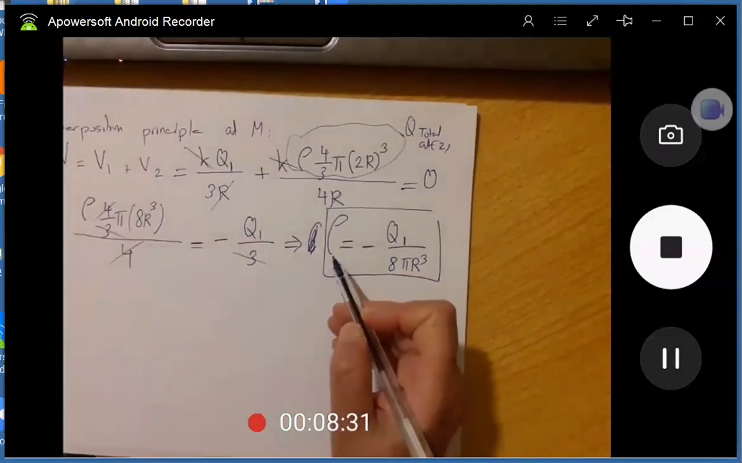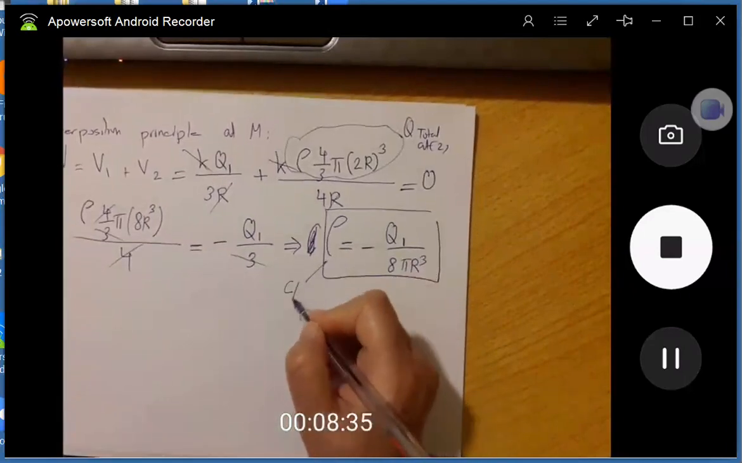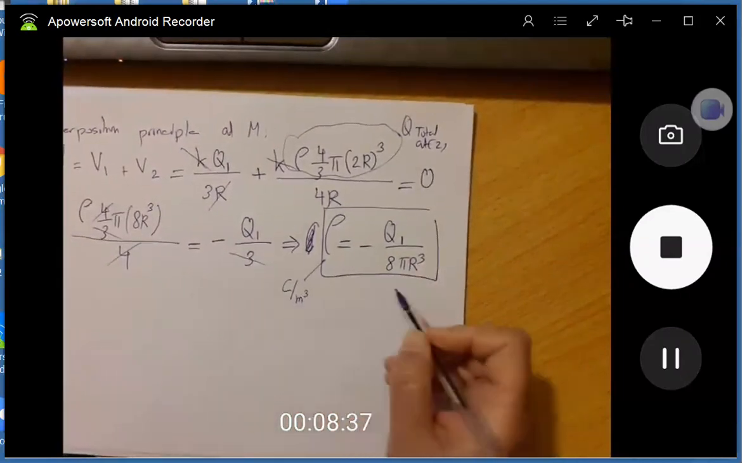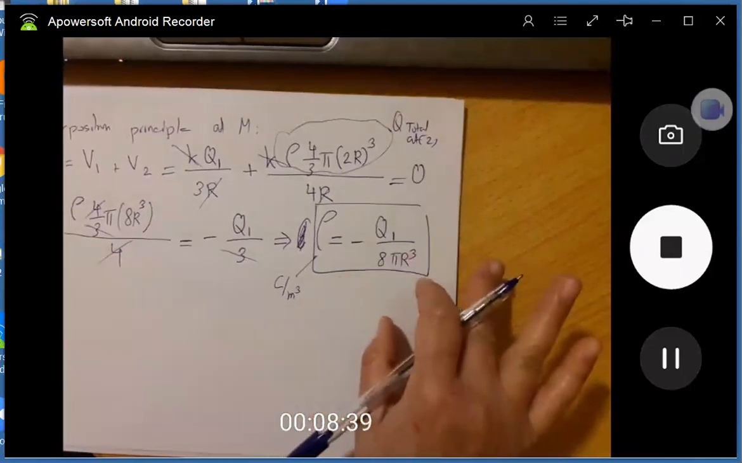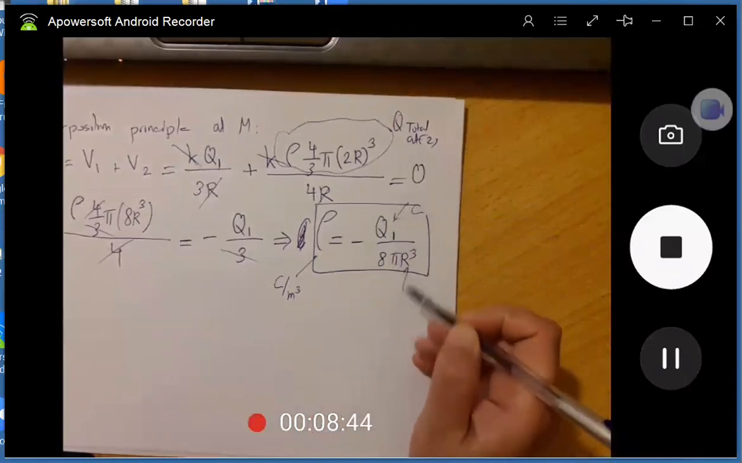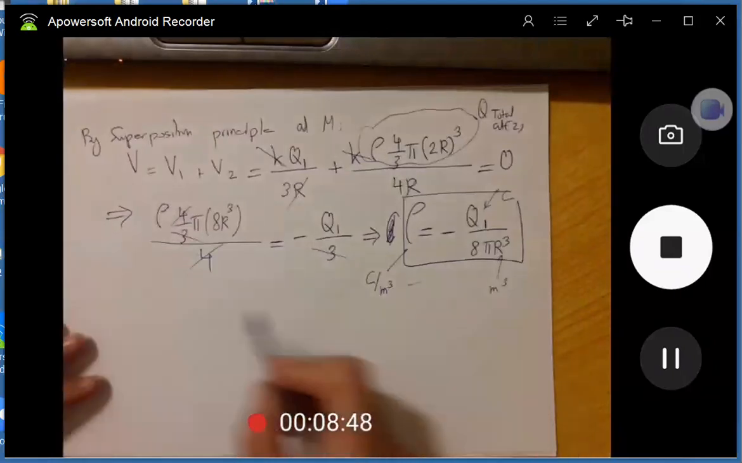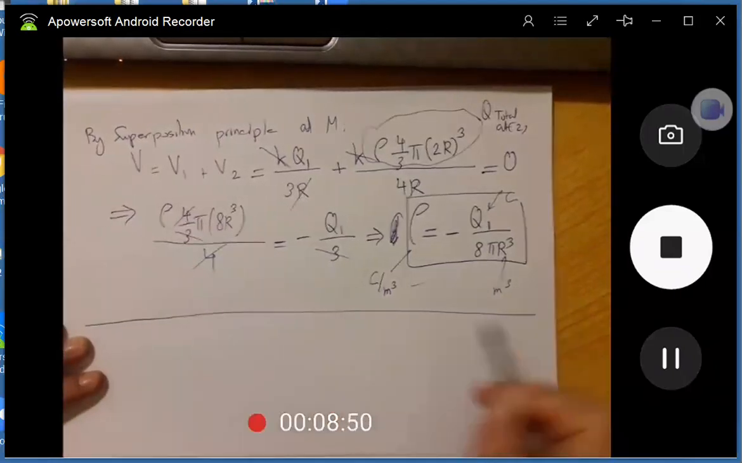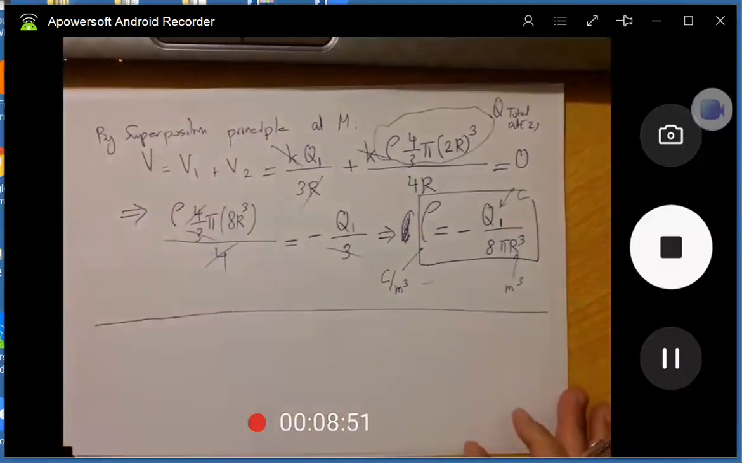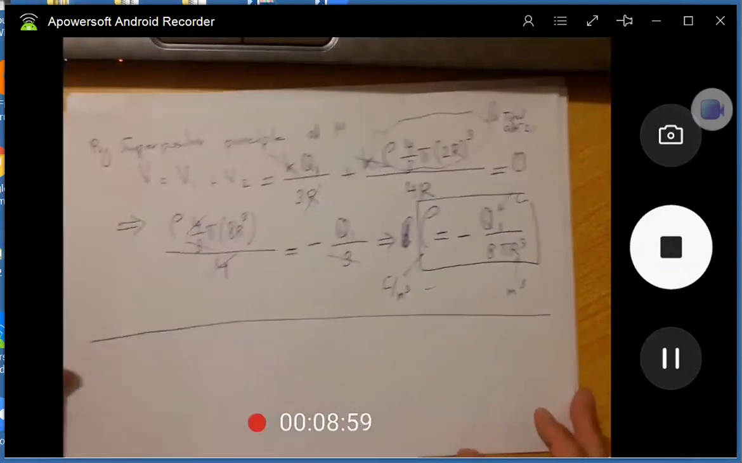Rho is in coulombs per meter cube. Let's check it from the right side. Okay, this is coulombs, this is meter cube, so the unit comes out right. Okay, this was another problem, giving ideas about problems that we may face. Okay, let's shift into a third problem.